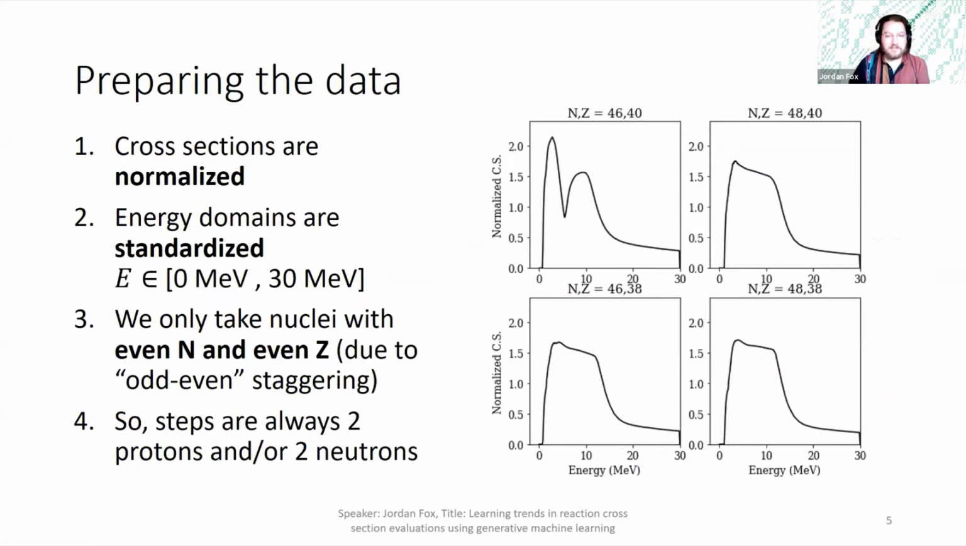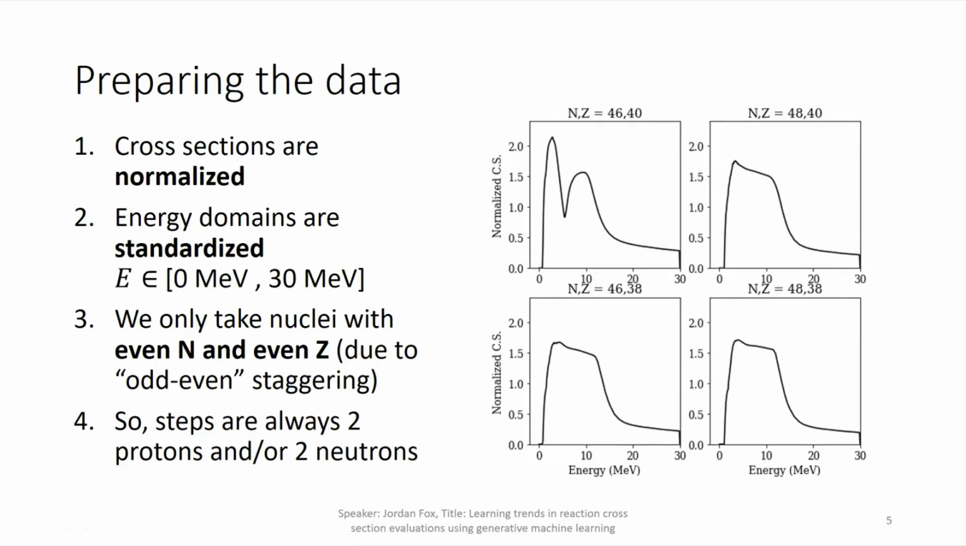So right after that, I have to describe the data that we're working with. Our cross sections look like this. They've been normalized and standardized to lie on a fixed energy domain of 0 MeV to 30 MeV. And for this kind of preliminary stage of the project, we're only taking even nuclei. So that is, a nucleus is identified by its neutron number and proton number. And we're only taking those with even numbers of both.